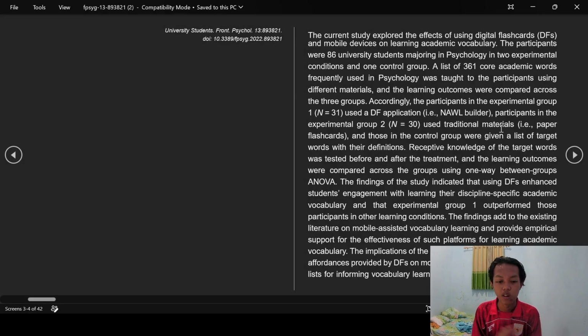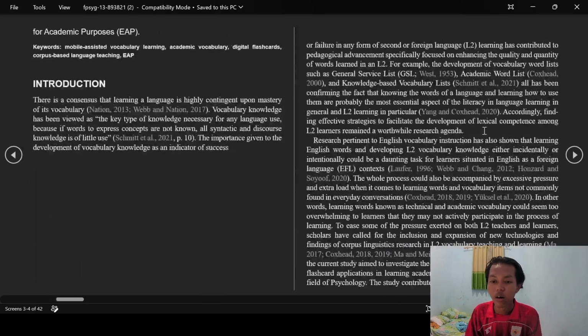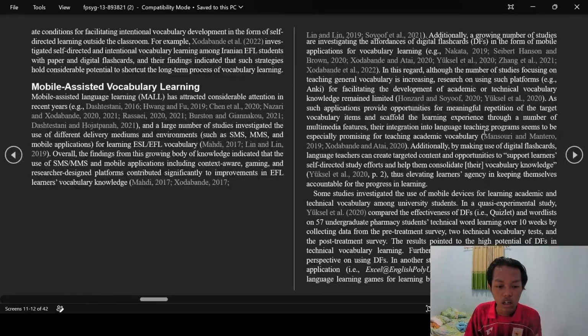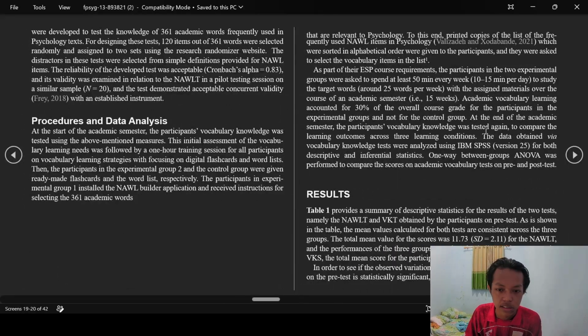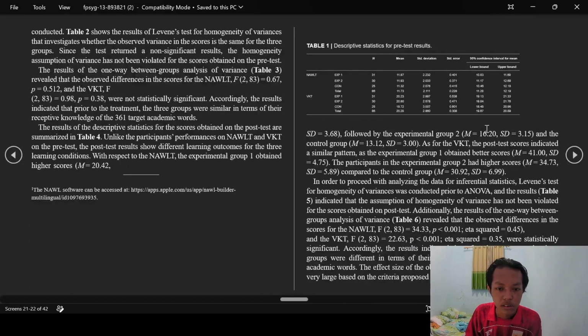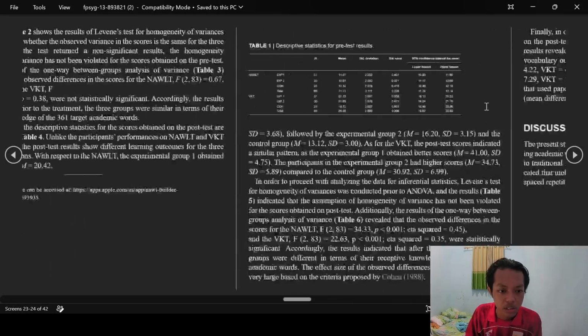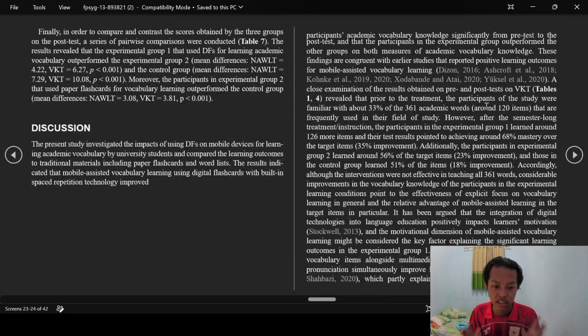Okay, now let's look at the main findings of the article. Based on the research, the results, and this is the discussion.